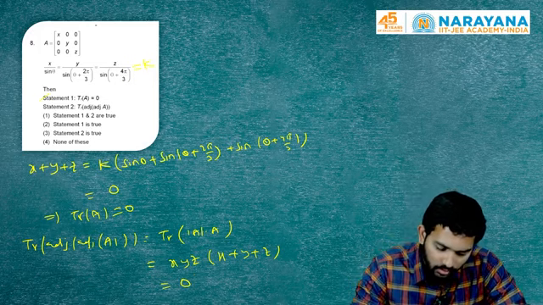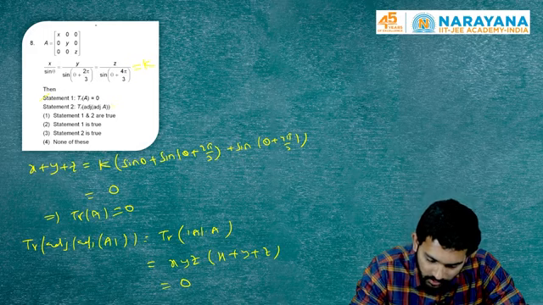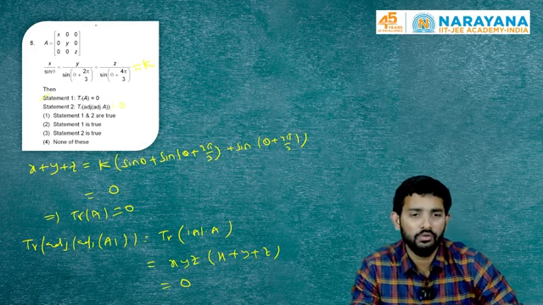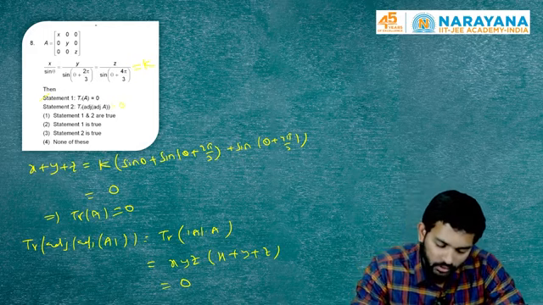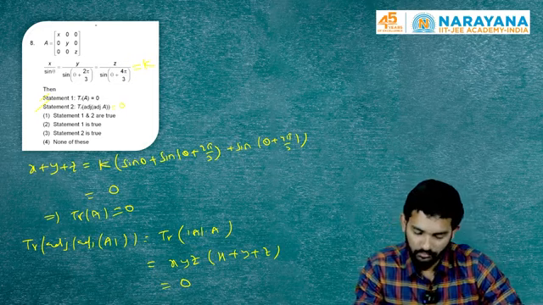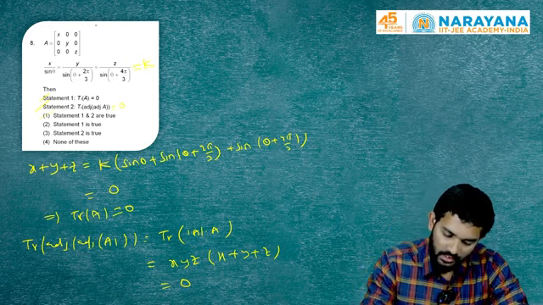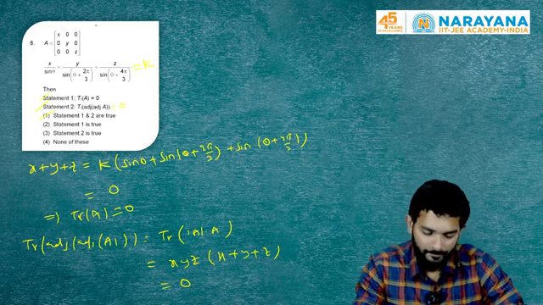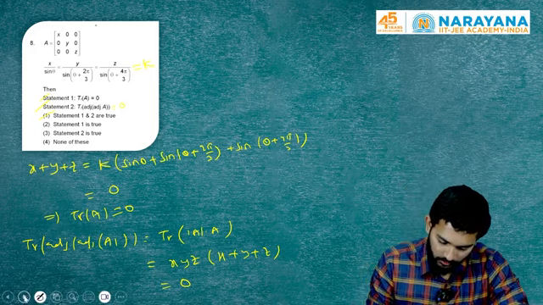So which means in statement 2, it must be given that trace of adjoint A equal to 0. So both the statements are true. So which means option 1. So let us go to the next question.